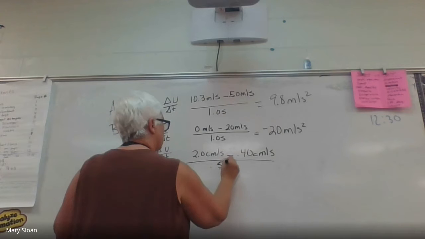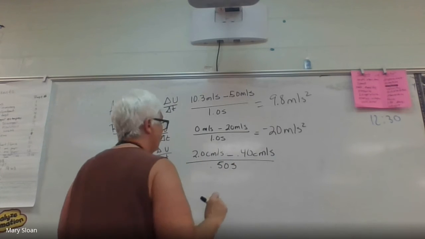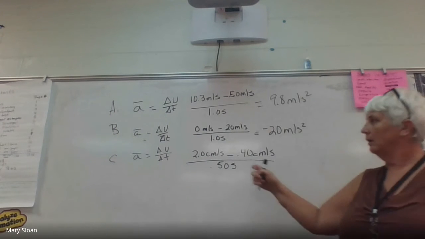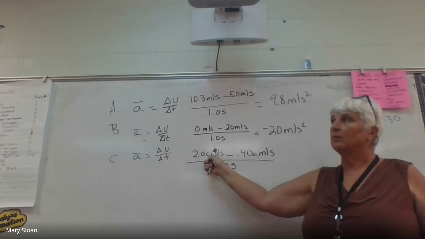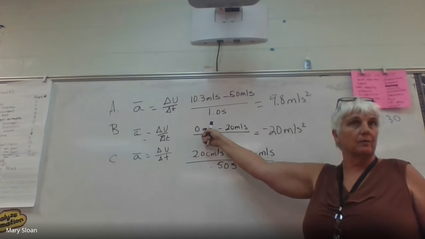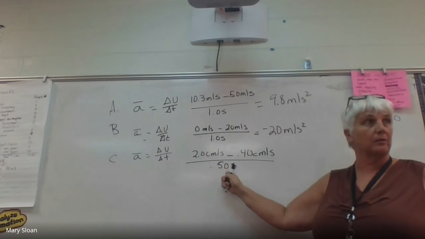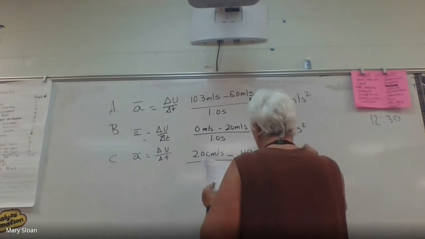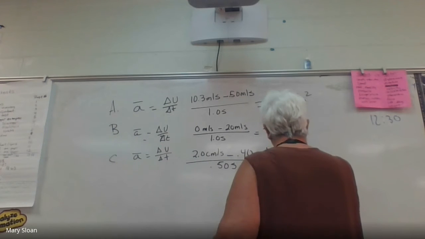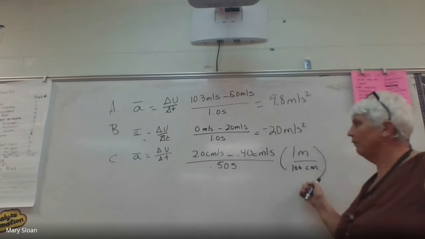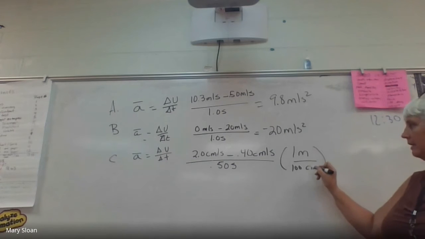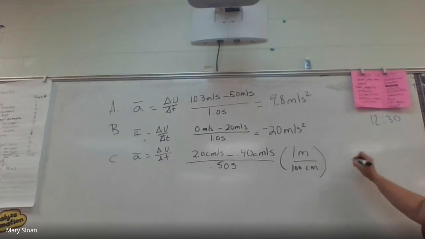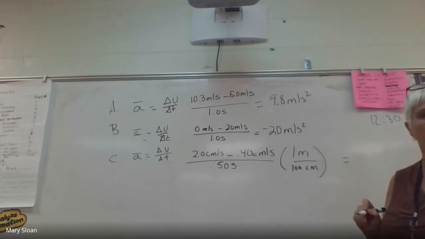What is my change in time? Now, what do we see here? These are centimeters. These are meters. We got to change this to meters. How do we do that? 1 meter over 100 centimeters. If we do this, right, guys, the centimeters are going to change to meters. Is everybody good? Okay, go ahead. Put it in your calculator.